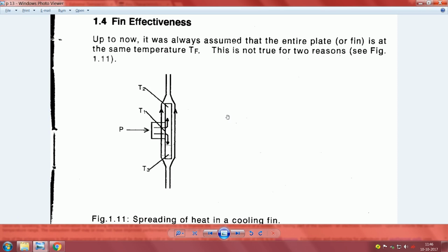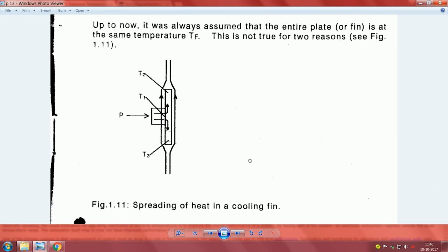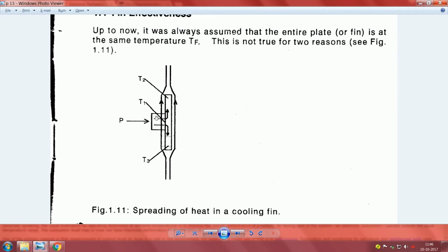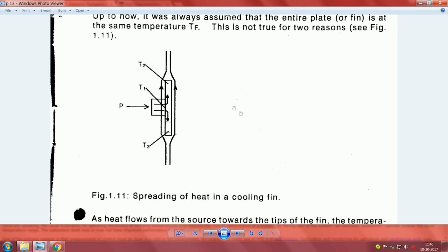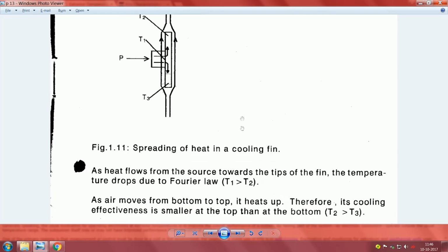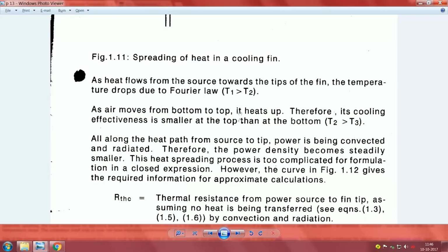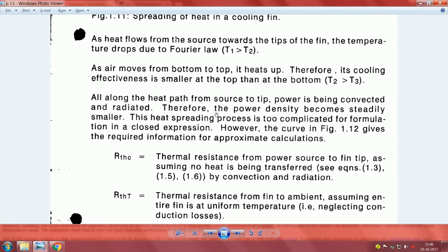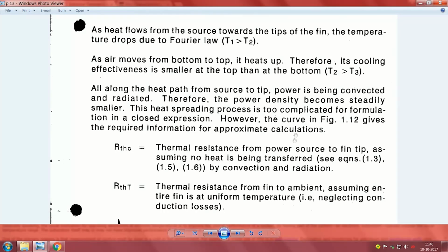a regular issue in the way the temperature of the surface changes. At the point where the heat enters by conduction, we have T1 at that point, at the bottom we have T3 and at the top we have T2 due to conduction, and all along, convection is slowly trying to cool the plate. So, air moves from top to bottom, it heats up, therefore its cooling effect is smaller at the top than at the bottom, which is a very, very important thing.